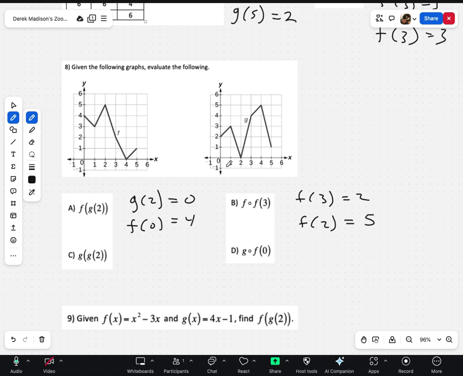g of g of 2. Okay, so g of 2 would be 0, and then we plug 0 into g again, and we get 2. And last one, g of f of 0, so f of 0 would be, f of 0 would be 2. Oh, I'm looking at g, my bad. f of 0 would be 4, and then g of 4 would be 5. So plug into the inside function, evaluate, take that answer, put it in the outside function, and evaluate.